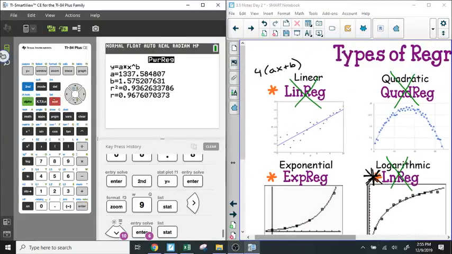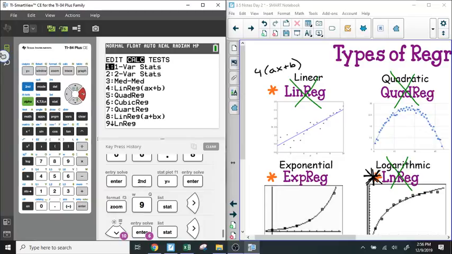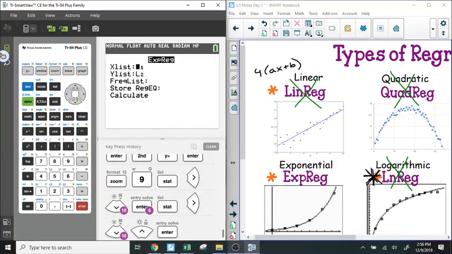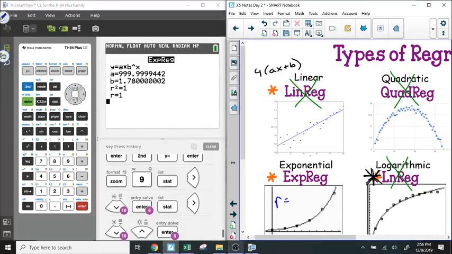However, when we check our exponential regression and its correlation coefficient, yeah, it doesn't get any stronger than that. That is the strongest it can get, R equals 1. So now to make my decision, which one is closer to 1? Well, 1 is closest. So we would pick exponential regression, and I would use that equation.